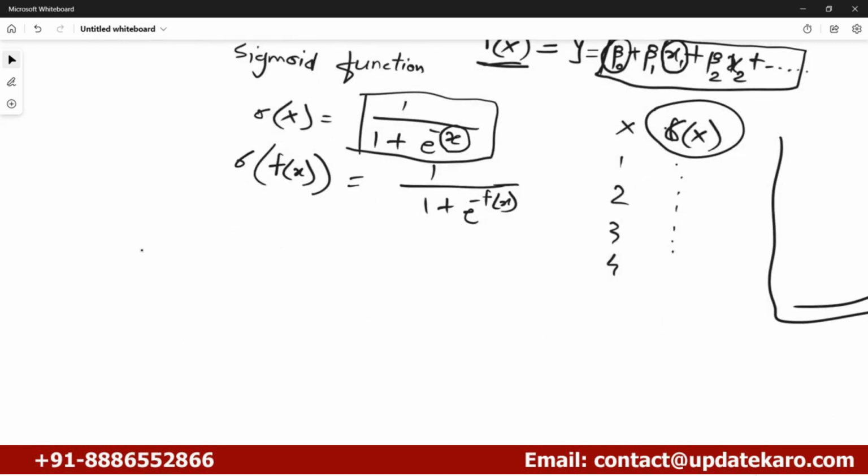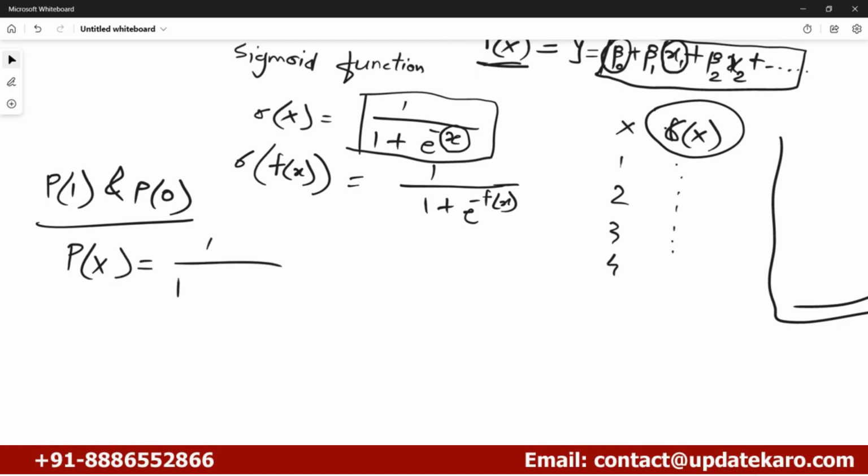So if you want to find the probability of 1 and the probability of 0, you can calculate it by using p of x, which is equal to 1 divided by 1 plus e raised to minus f of x. This will give you the probability of class 1, right? And in short, this is the probability of x.